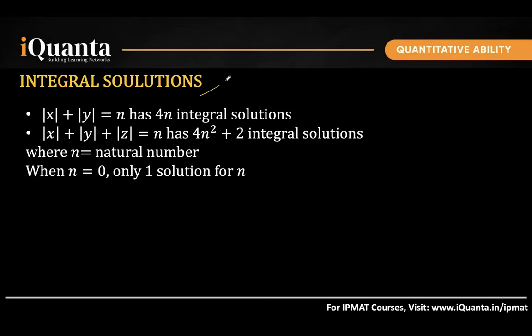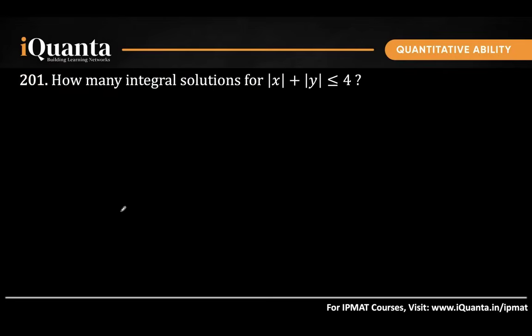Now let's go to these special questions. Okay, mod x plus mod y equal to n has 4n integral solutions. Integral means integer solutions. Okay, mod x plus mod y plus mod z equal to n has 4n square plus 2 integral solutions, where n is a natural number. If n is equal to 0, n is the number on the right hand side, okay, if it is 0, then there'll be only one solution. Okay, so how to do this?